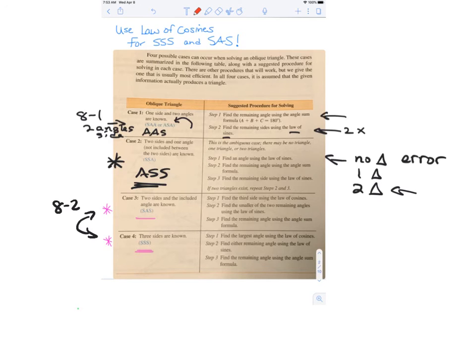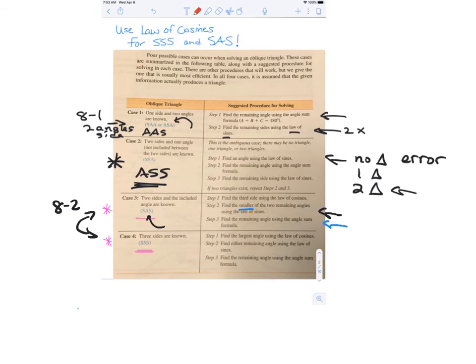Now, for these, it's important that you do them in order. For example, when you're doing side angle side, you're going to first find the missing side using law of cosines. The angle that's given, the side across from that is the first side you find. Then it's important that you find the smaller of the remaining angles first, and then you can use your triangle sum.